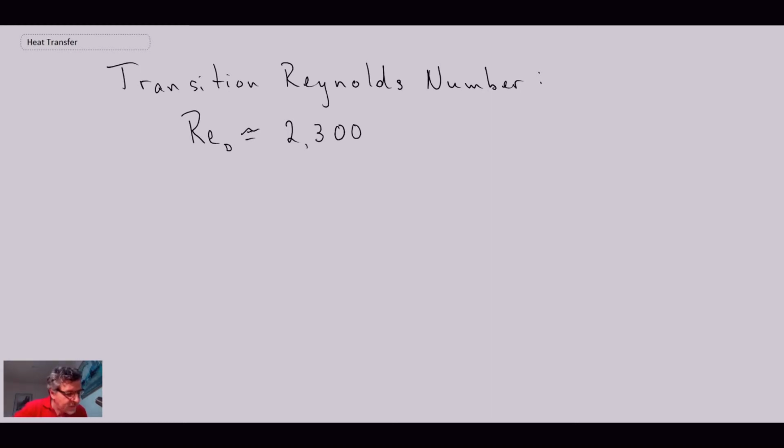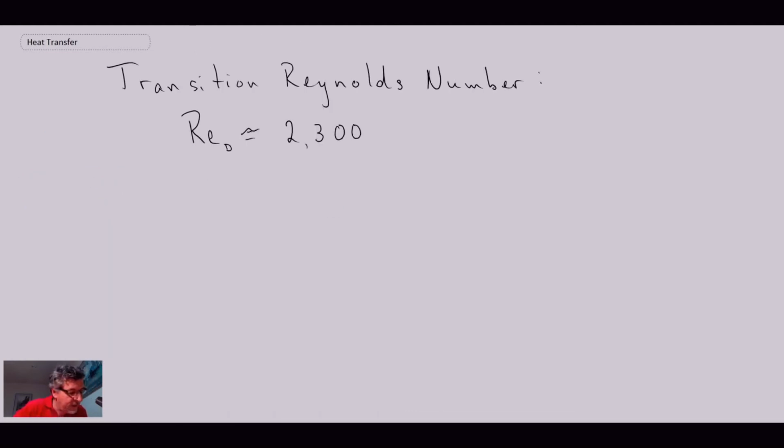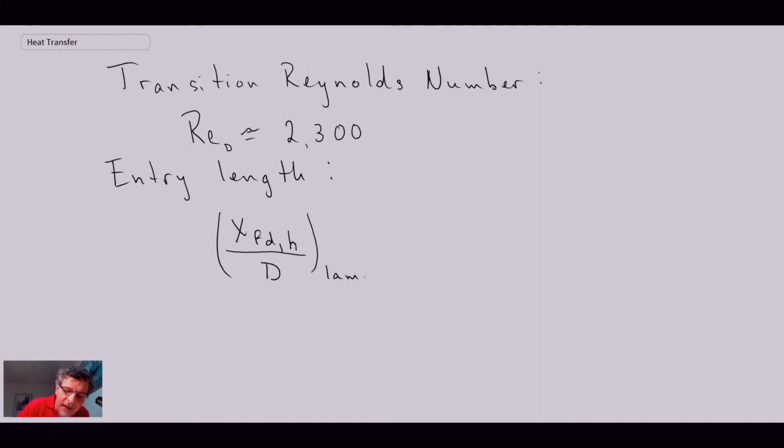And with that, we also have a way to define the entry length, because if you recall from our schematic, this is the entry length here, and so we have a way to quantify this length depending on whether we have a laminar or a turbulent flow. So entry length, and this would be H, denoting hydrodynamic entry length, to get to fully developed flow. If we have a laminar flow, it is approximately 0.05 times the Reynolds number based on diameter.